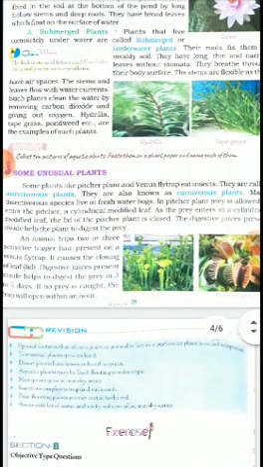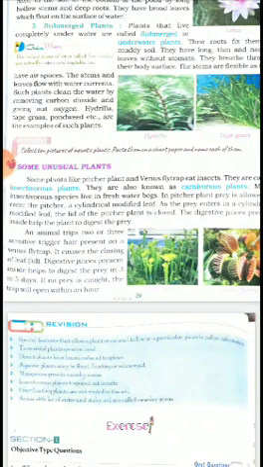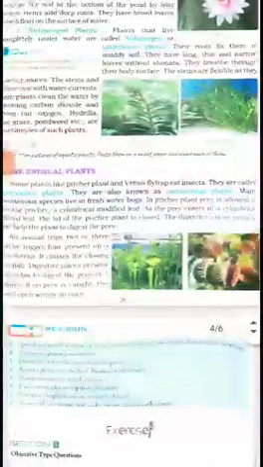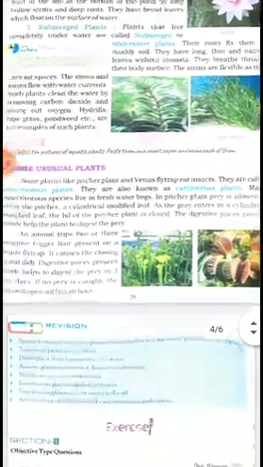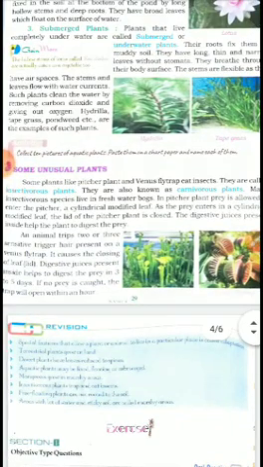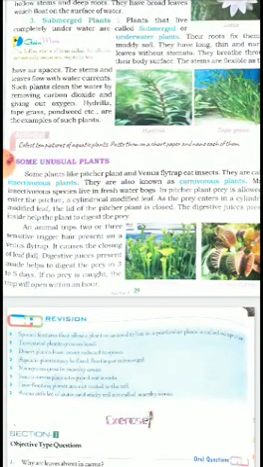The pitcher plant's prey is allowed to enter the pitcher, a cylindrical modified leaf. As the prey enters the cylindrical modified leaf, the lid of the pitcher plant is closed. The digestive juice present inside helps the plant to digest the prey. When an animal trips two or three sensitive triggers present in the Venus flytrap, it causes the closing of the leaf lid. Digestive juices present inside help to digest the prey in 3 to 5 days, right?